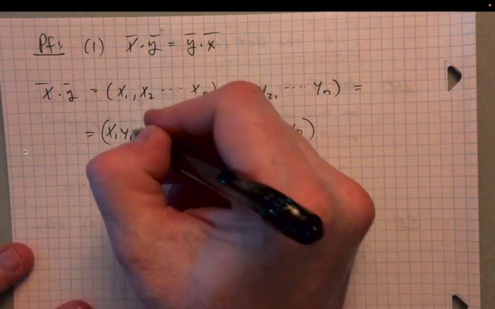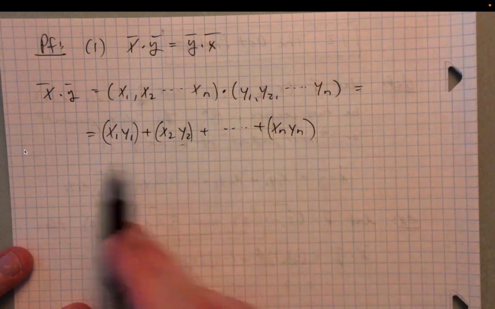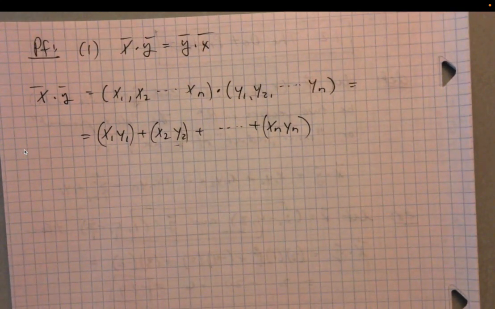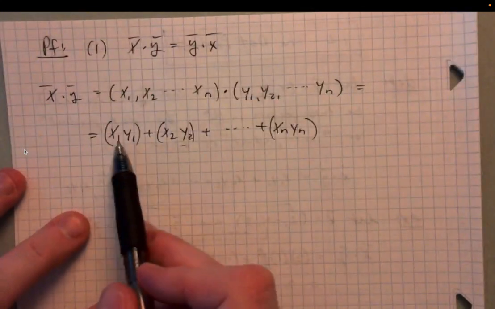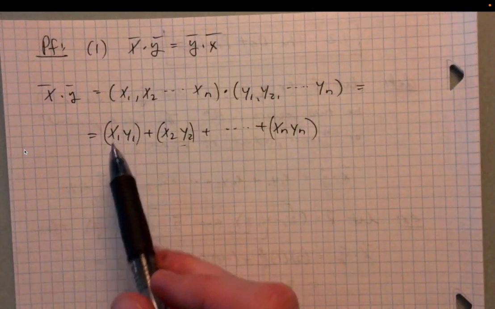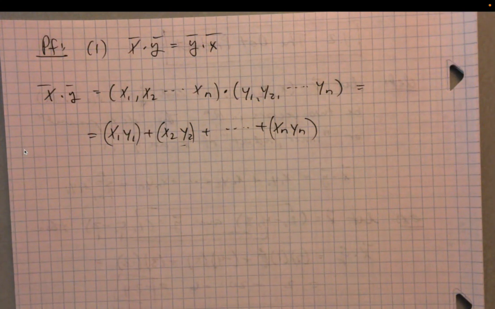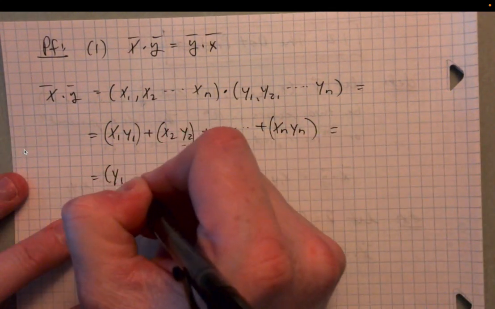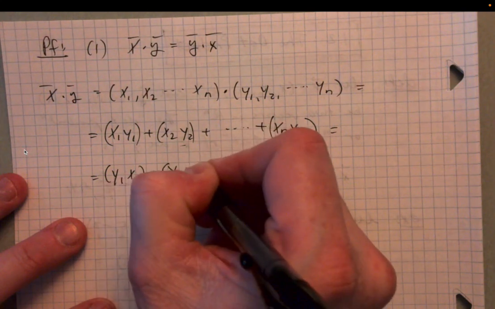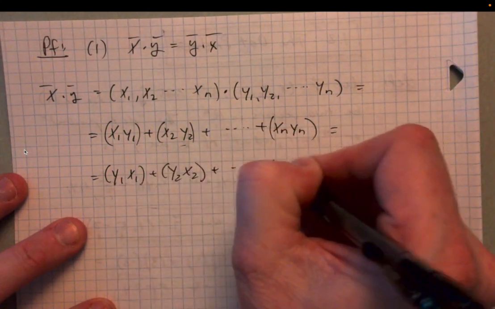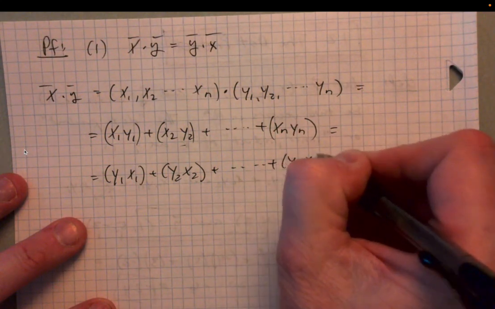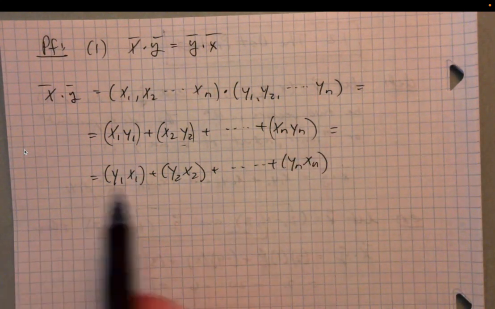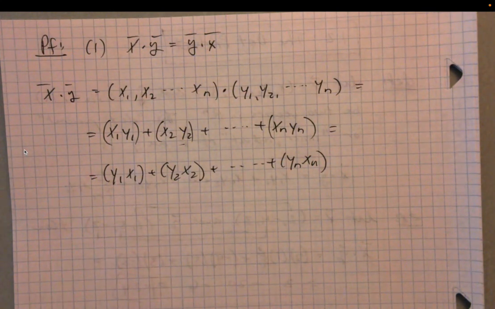Now, I guess technically, this is not a vector anymore. This becomes a scalar, right? A real number. Now, notice that in this expansion, x1, y1, these are just real numbers, right? So you could easily reverse the order of them. In particular, I could write y1 x1 plus y2 x2 plus dot dot dot plus yn xn, right? Because these are just real numbers. This is like 2 times 4, same as 4 times 2. I can reverse the order, right?